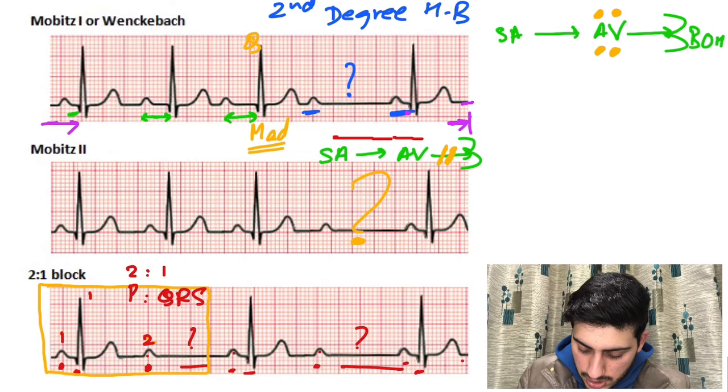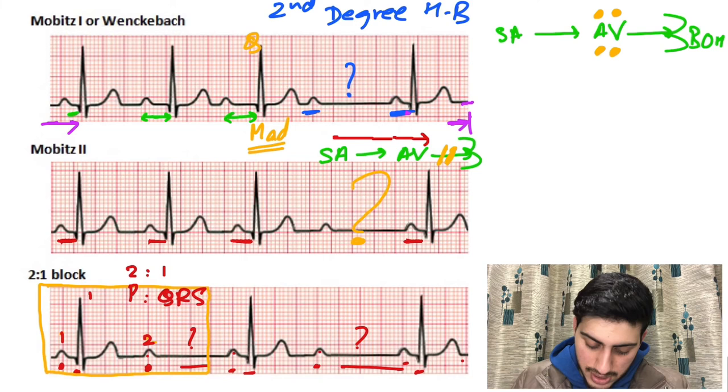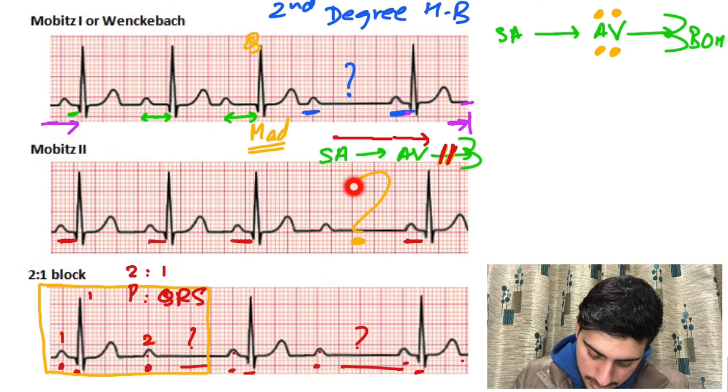When there is no issue from SA to AV, you can see the PR is normal at the beginning, but later as well you can see it's normal. Okay, the PR segment is not prolonged because SA to AV is normal. Even over the AV node, the conduction of the impulse is normal. So there is no delay, unlike what happened in Mobitz type 1. But what happened is, since the block is over the bundle of His, you can see the drop here. Okay, so there is a drop of the QRS complex.